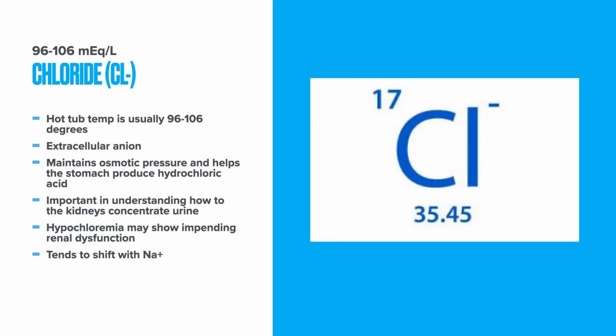Again, this is similar to the labs we've talked about previously. It's also an extracellular anion. It maintains osmotic pressure and helps the stomach produce hydrochloric acid. It's important in understanding how the kidneys concentrate urine, and hypochloremia may show impending renal dysfunction. So chloride is one test that we can look at renal function, but we also will talk about others here in just a minute. It tends to shift with your sodium as well. So as you see a decrease in sodium, you're also going to see a decrease in chloride. It's a very narrow window, right? 96 to 106.